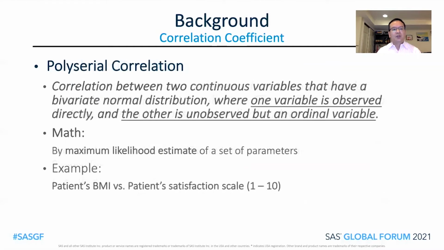And the other related correlation coefficient is the polyserial correlation coefficient. This is basically for one continuous variable versus the other ordinal variable. An example of this is patient BMI versus patient's satisfaction scale, 1 to 10.